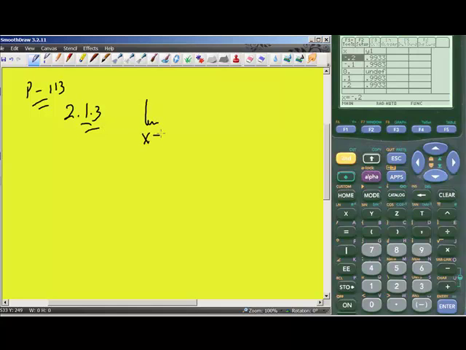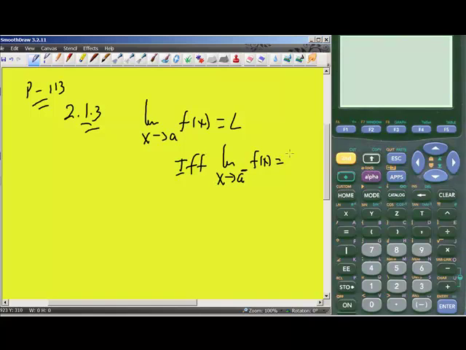The limit as x goes to a of f of x is equal to L if and only if, and we write two f's with "if and only if", the limit as x goes to a from the left side of f of x is equal to L, and the limit as x goes to a from the right side of f of x is also equal to the same L. That has to be true, otherwise the limit does not exist.